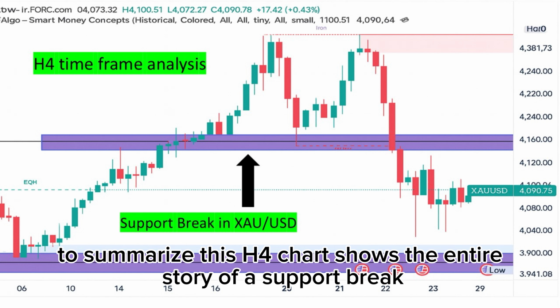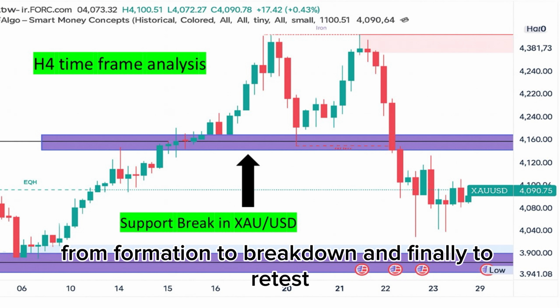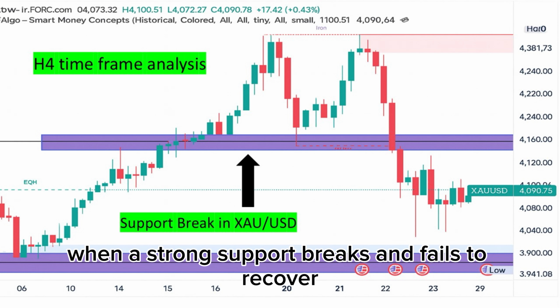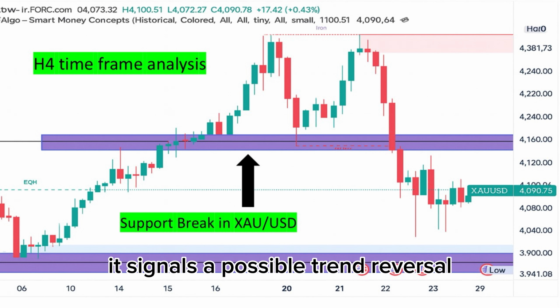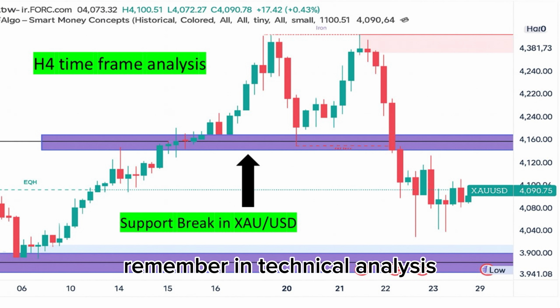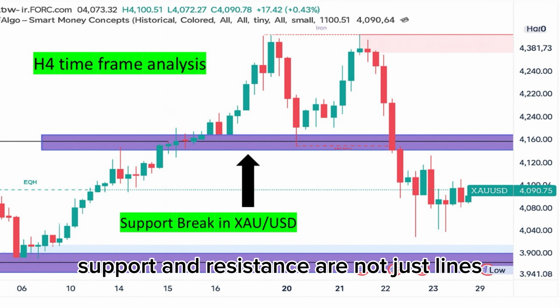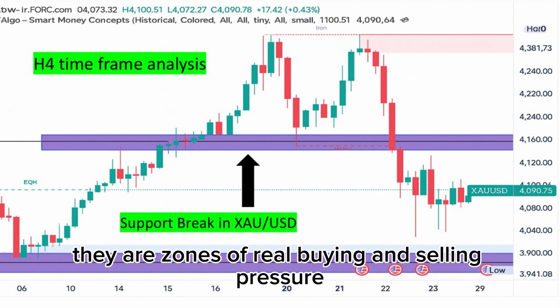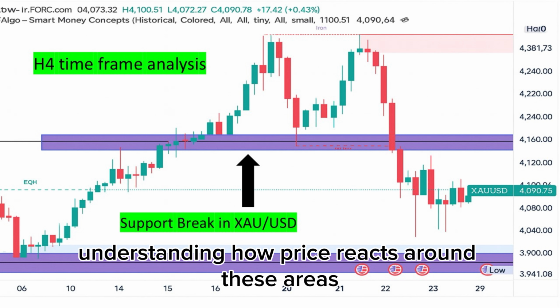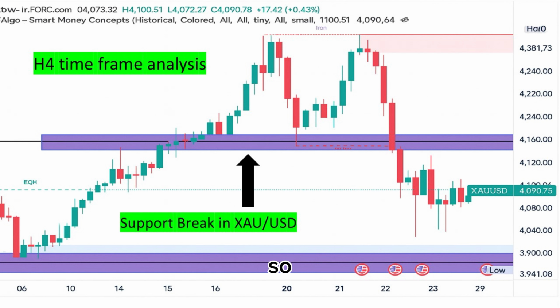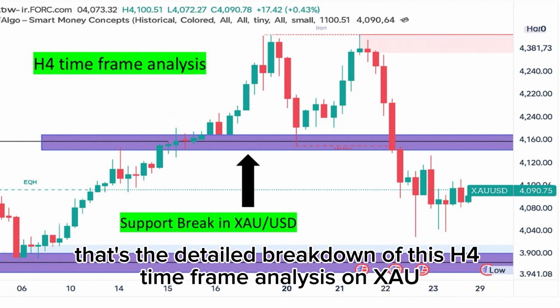To summarize, this H4 chart shows the entire story of a support break, from formation to breakdown, and finally to retest. The key takeaway is simple. When a strong support breaks and fails to recover, it signals a possible trend reversal. Remember, in technical analysis, support and resistance are not just lines. They are zones of real buying and selling pressure. Understanding how price reacts around these areas gives you a powerful edge as a trader. So that's the detailed breakdown of this H4 timeframe analysis on XAU USD.